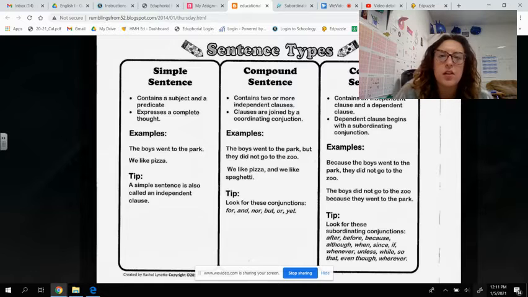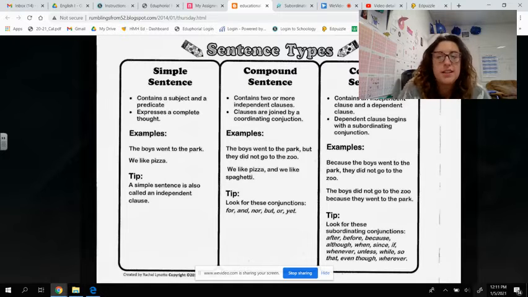An independent clause, a complete thought, sentence. Again, all mean the same thing. It means they contain a subject and a predicate. Don't let the word predicate scare you. It's a fancy word for verb, okay? So, she went outside. He jumped.